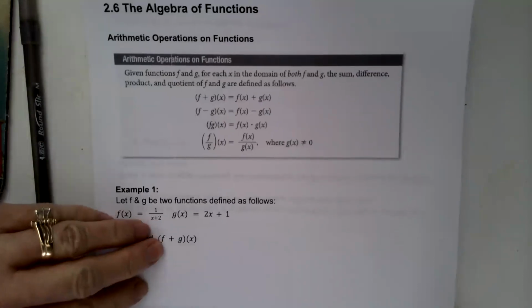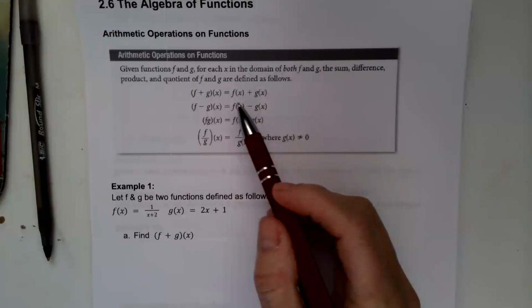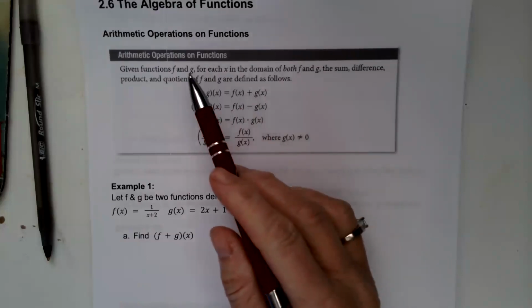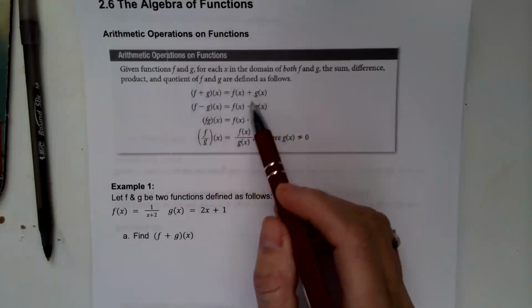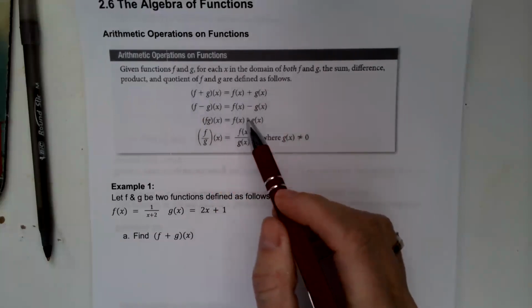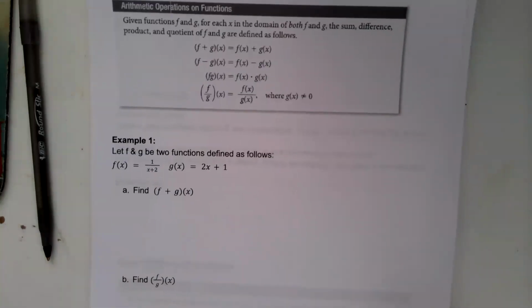So let's look at how we can add two functions. If we have functions f and g, we can add the functions together, we can subtract them from one another, we can multiply them and divide them. Look at an example of that.